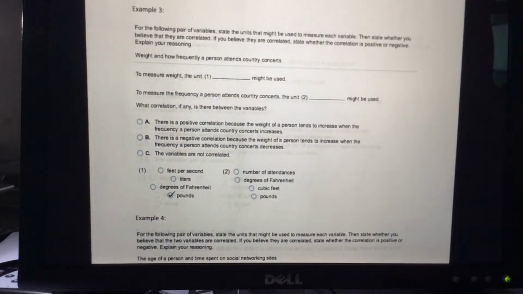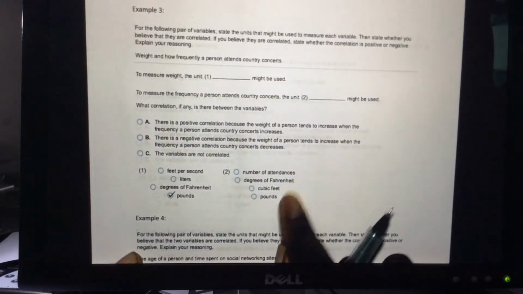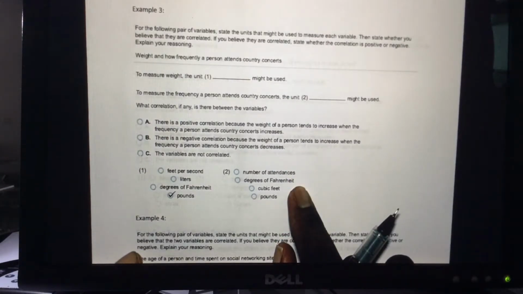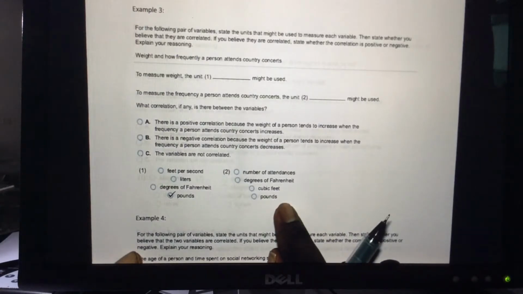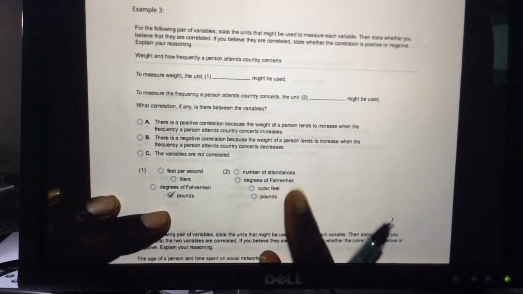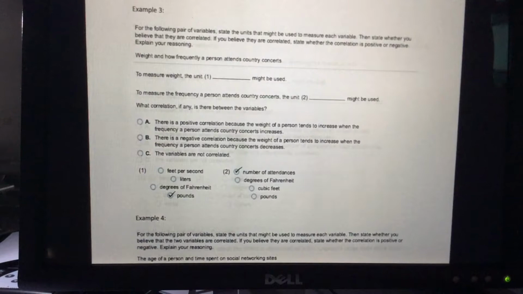To measure the frequency a person attends country concerts, the unit, and it'll be one of these, must be used. Either the number of attendances, degrees Fahrenheit, cubic feet, or pounds. It would have to be the number of attendances. Because, of course, a person attends a concert, you have to look at the number of attendances that person would attend a concert.